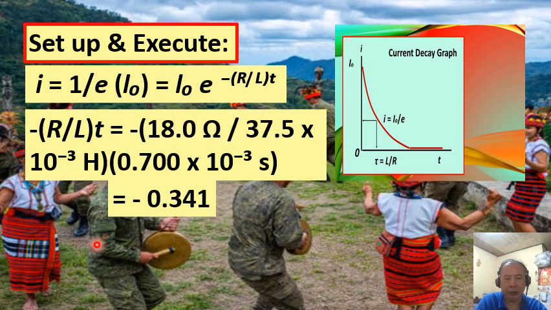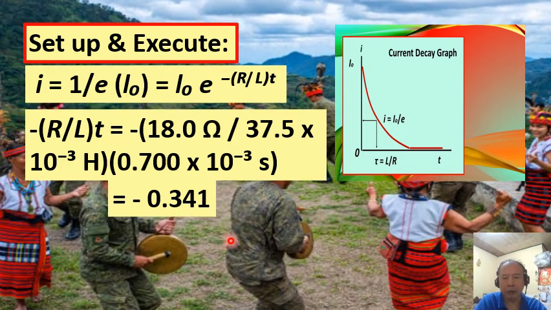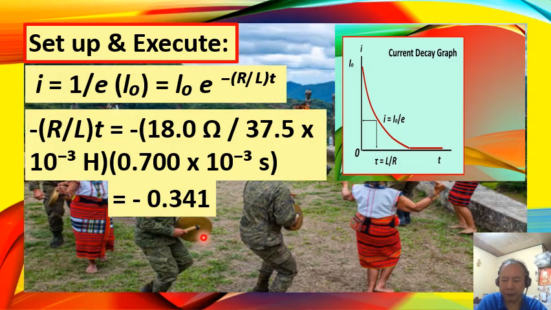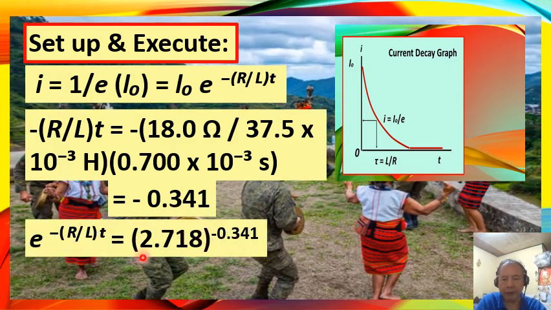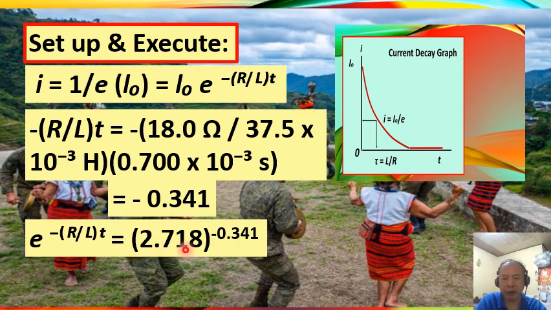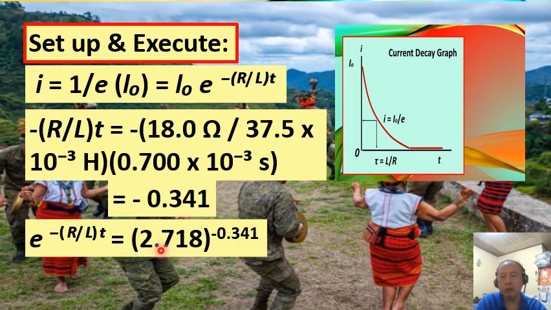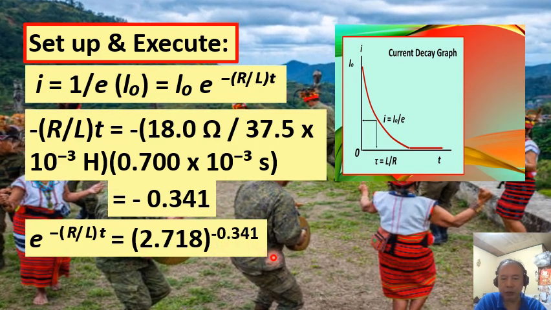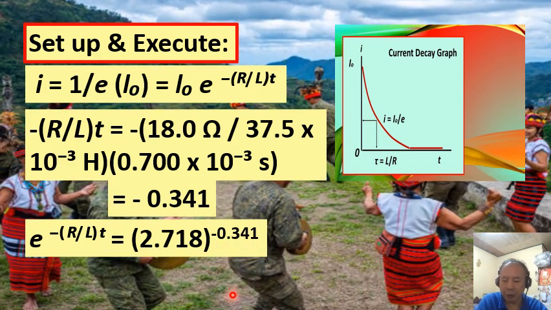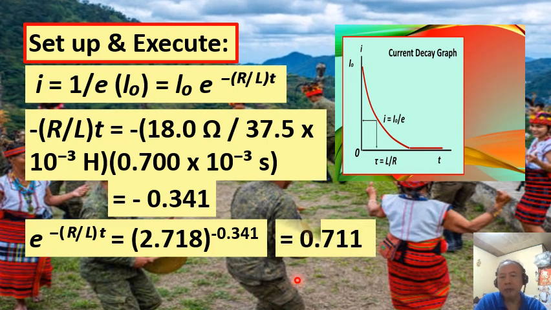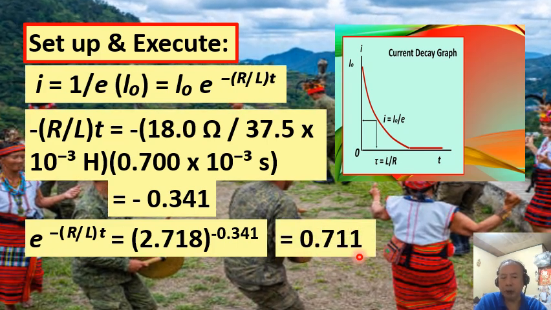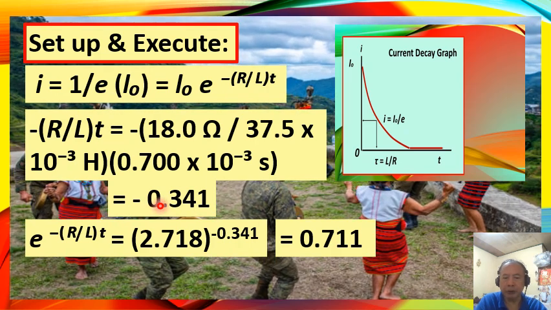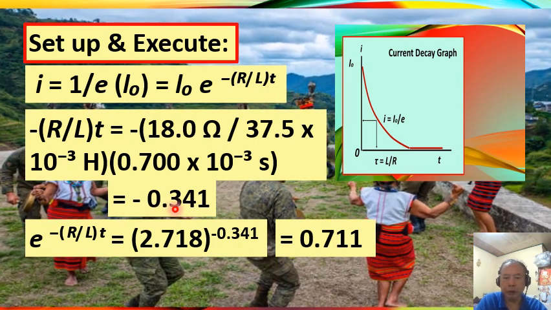So we can now determine the value of Euler's number raised to the power negative 0.341. Where 2.718 is the value of Euler's number raised to the negative 0.341. Again, using your calculator, we get the value 0.711. So this is Euler's number raised to the power of negative 0.341.